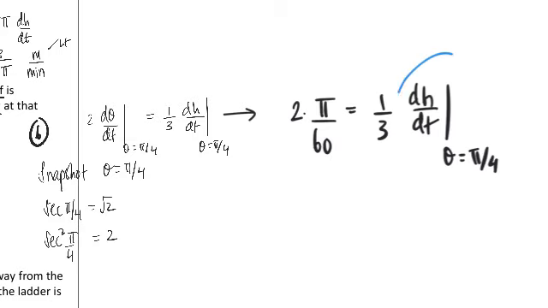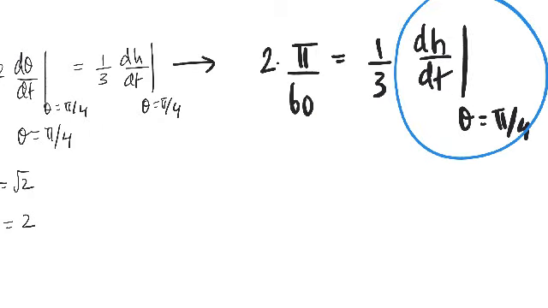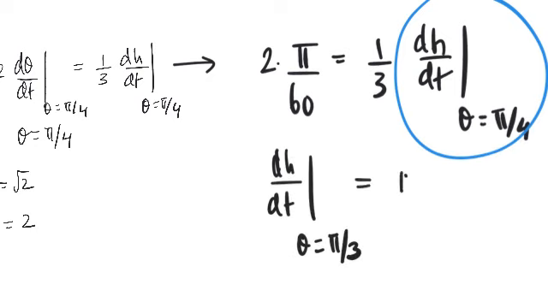This right here is what I've been asked to find, right? So I'm going to keep that on one side of the equation and solve for it. So dH/dt when theta is equal to pi over 4 is equal to pi over 10. And that's going to be in kilometers per second, right?